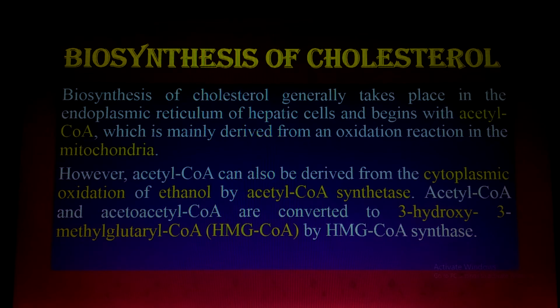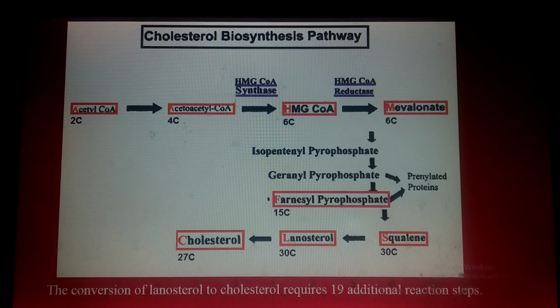Is it clear? So there are two ways for the production of the acetyl coenzyme A, one in the mitochondria and the other in the cytoplasm. And in the cytoplasm, how is it produced? By the oxidation of the ethanol by the acetyl coenzyme A synthase. Okay. Now this is the overall process of the cholesterol biosynthesis.